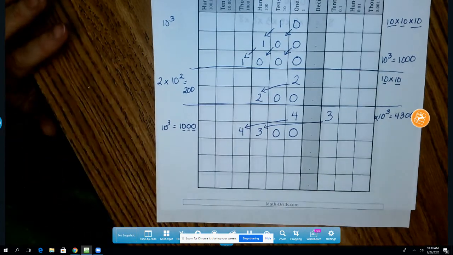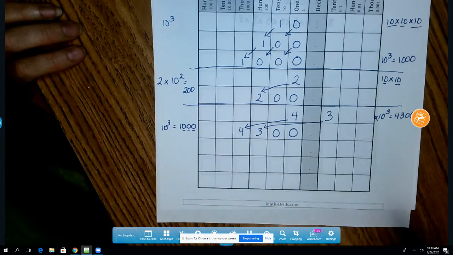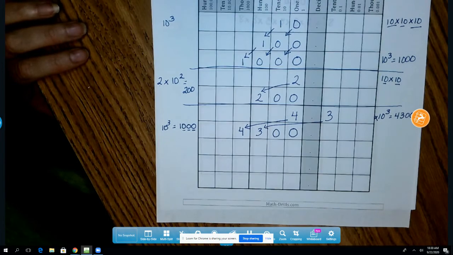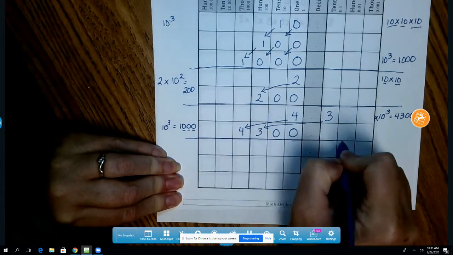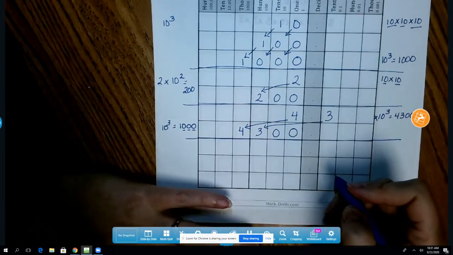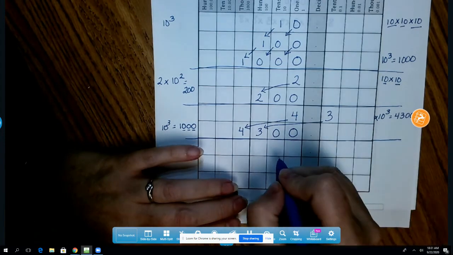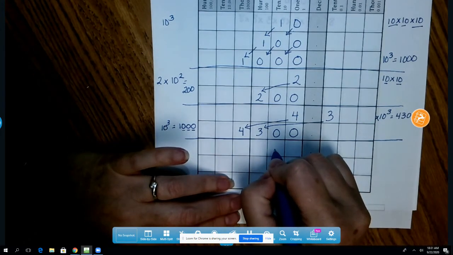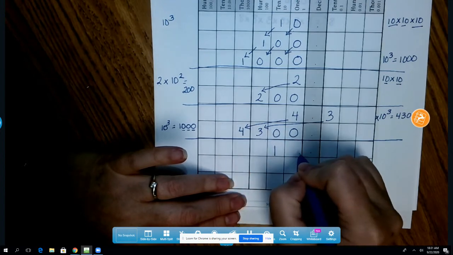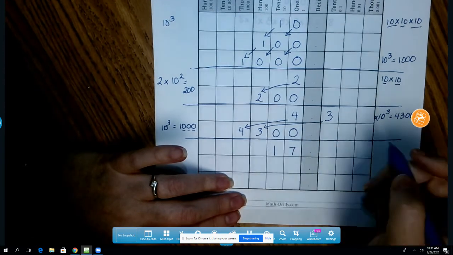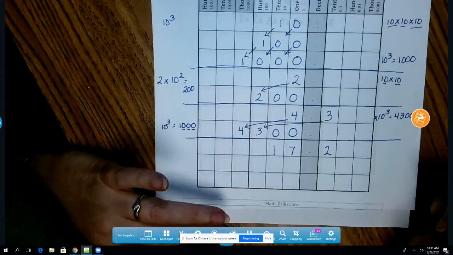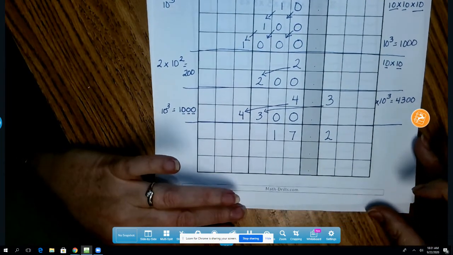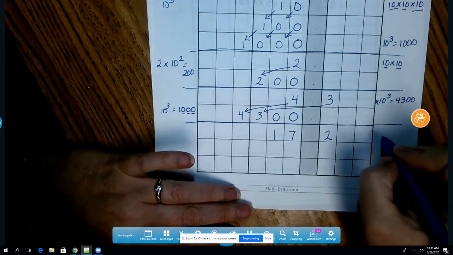Okay. Division works the same way. It's just going in the opposite direction. So if I have, let's try a new problem, 17 2/10, and I'm going to divide that by 10 to the second power, or 10 to the second exponent.